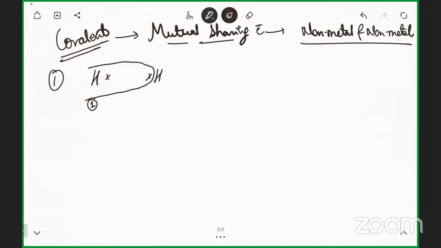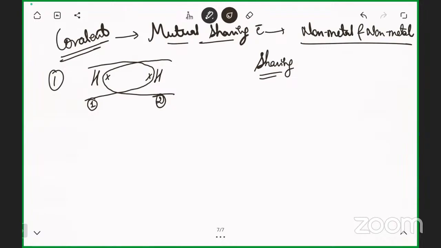By which rule, duplet or octet? Duplet rule, because the 2-electron system is applicable for hydrogen and helium. Again, this hydrogen shares its electron with the other atom, and they both share one electron. So there's a mutual sharing, where each hydrogen atom shares an electron with the other.